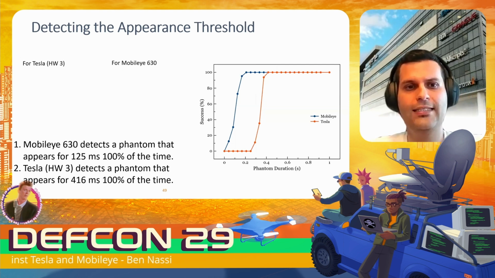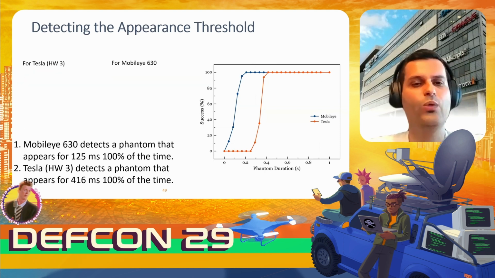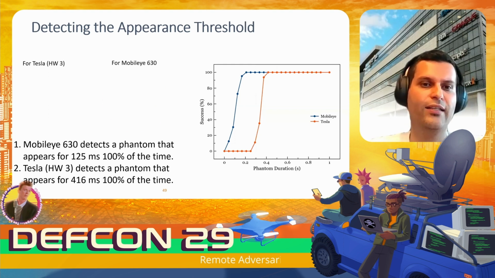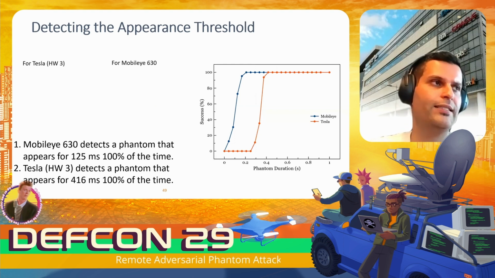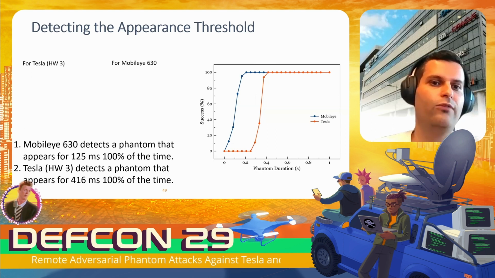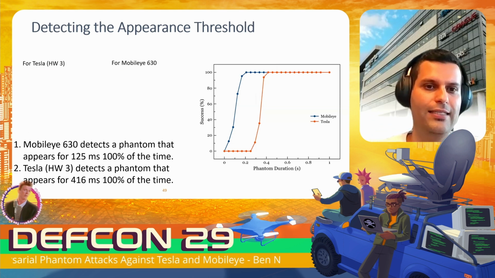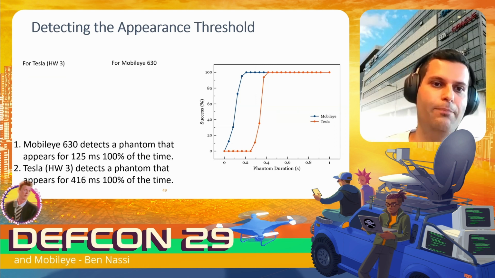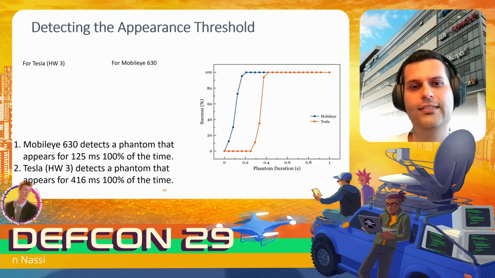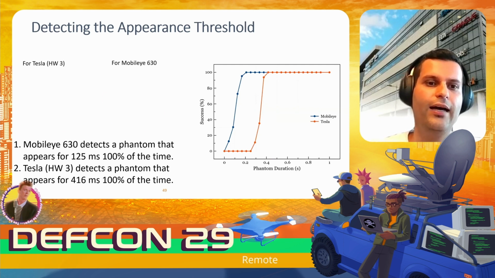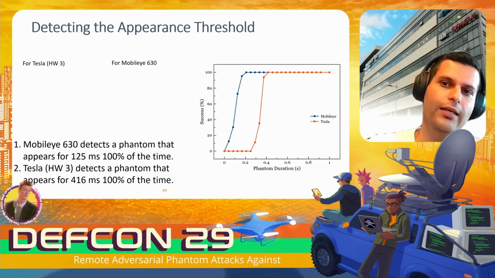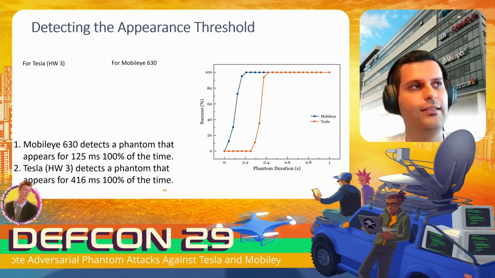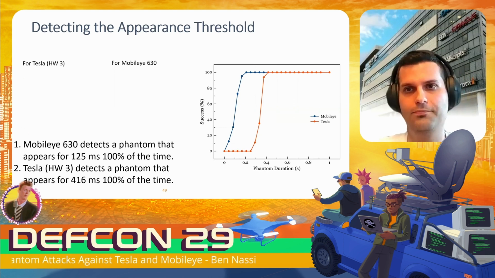We found that Mobileye 630 detects a phantom that appears for at least 125 milliseconds 100% of the time. It means that if you project a phantom for 125 milliseconds, it will be identified by Mobileye 630. The case for Tesla is a bit different. Tesla detects a phantom 100% of the time if it appears for at least 460 milliseconds. You can see the results in the graph on the right side.